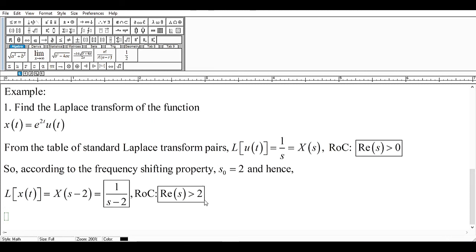Hence, with the help of this example, not only did we learn how to apply the frequency shifting property, but we also verified the claim that I made about the ROC, that it merely suffers a shift equal to real of s0.